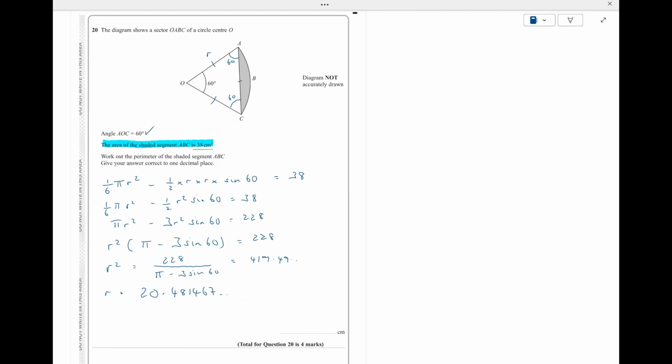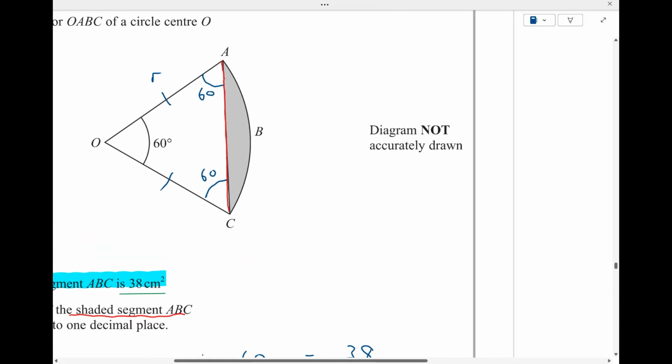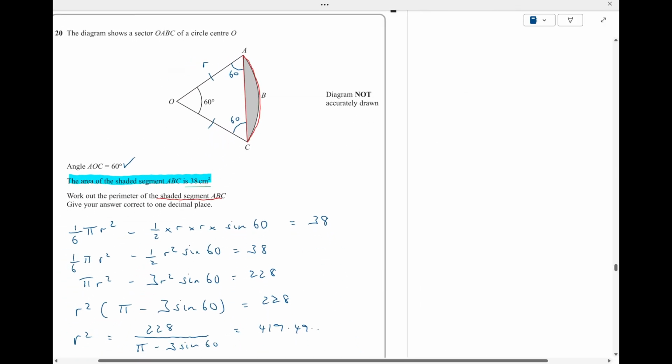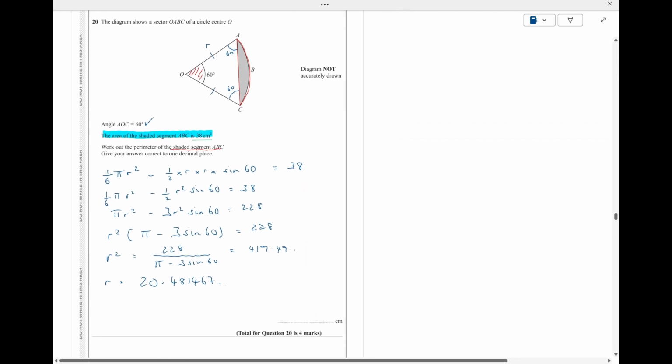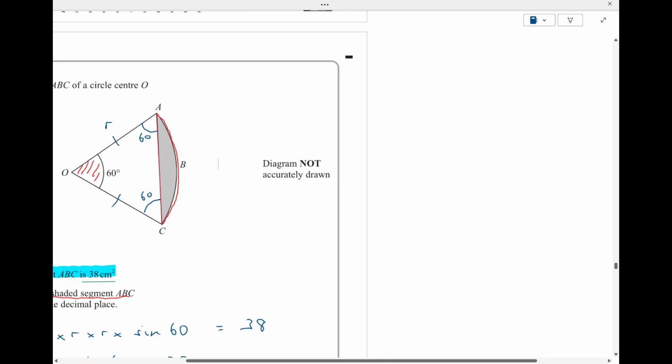What am I asked to find? I'm asked to find the perimeter of the shaded segment. Right, well, the perimeter of that is going to look like this, isn't it? That length there is simply a radius. And now what about this curved length here? Well, that's a fraction of the whole circumference, isn't it? It's a sixth of the whole circumference because that angle is 60. So I'm going to do this over here so you can see it. So the perimeter of the shaded segment is going to be a radius plus a sixth of the circumference.